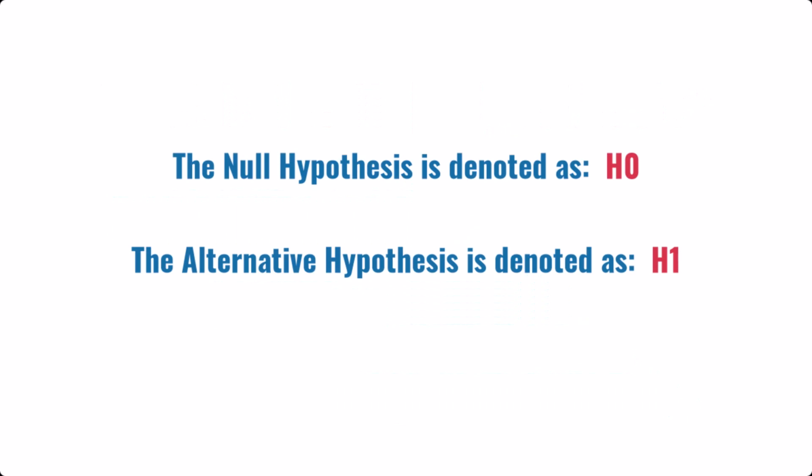In a hypothesis test, researchers start with a null hypothesis. This is often denoted as H0, and the alternative hypothesis is often denoted as H1 or H2, whatever the numbering follows. The null hypothesis represents the status quo, or a baseline assumption that there's no effect, no difference, no relationship, while the alternative hypothesis suggests that there is a significant effect, difference, or relationship.